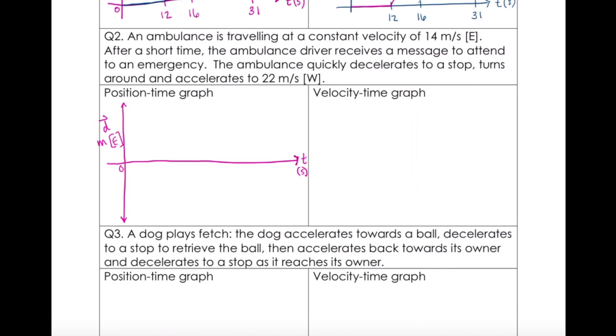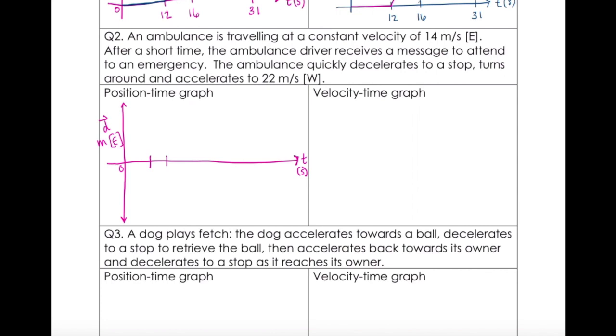Okay, so it says an ambulance is traveling at a constant velocity. After a short time, the ambulance driver receives a message to attend to an emergency. The ambulance quickly decelerates, stops, and then turns around and accelerates to 22 meters per second west. Okay, so here would be whenever they get the message, they start to slow down.